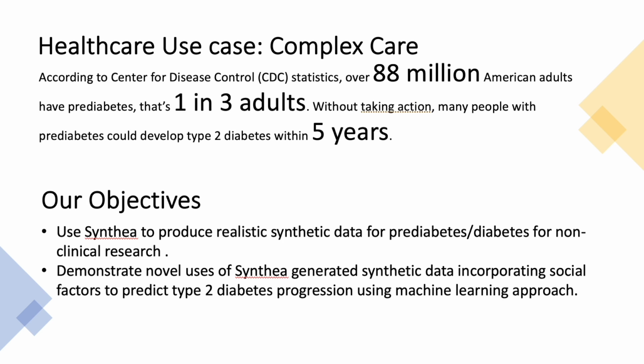According to CDC statistics, over 88 million American adults have prediabetes. That is 1 in 3 adults in the US. Without taking proper actions, many of these people with prediabetes could develop type 2 diabetes within 5 years.